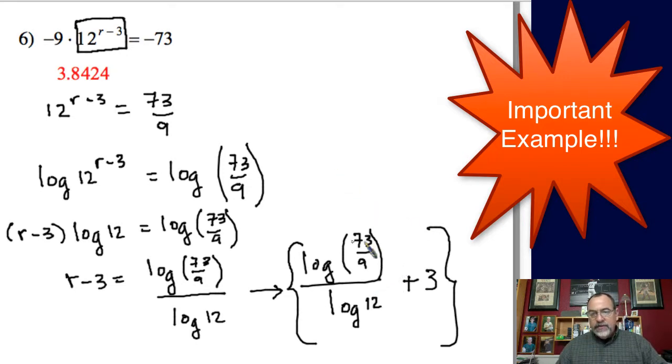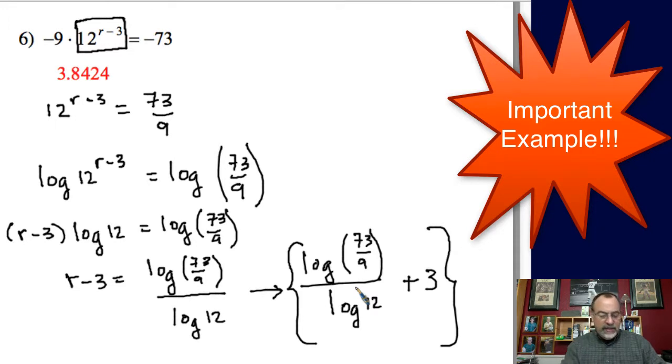Now, it's kind of difficult to get all of this entered into my calculator with all of the parentheses in the right place. So what I usually like to do is do each one of these one at a time. I'm going to take the log of the numerator. So I do log, and then it gives me a parenthesis. So 73 divided by 9, and I push enter. That gives me an estimated number.